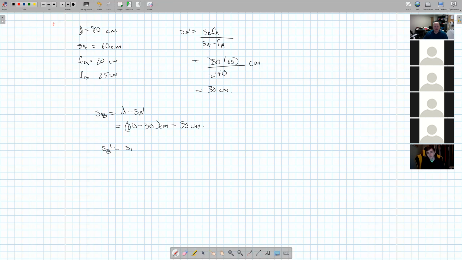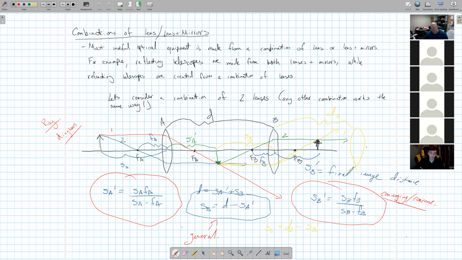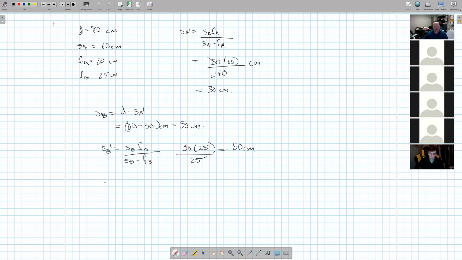SB prime is going to be equal to SB times FB divided by SB minus FB. So this is equal to SB, which is 50, times 25 divided by 25, which is equal to 50 centimeters. What this 50 centimeters is telling us, let's go back to our picture, is that this image is 50 centimeters away from the second lens. So this is 25 centimeters beyond the second lens. So this is part A.